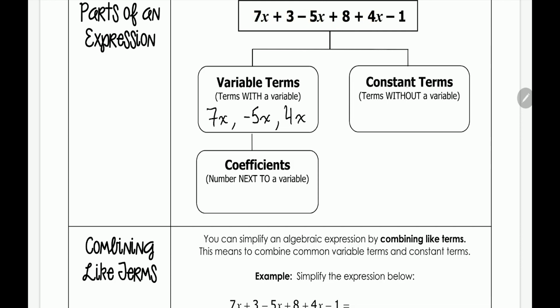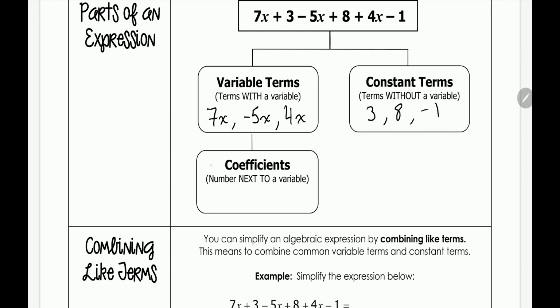Next, we're talking about the constant terms. Those are the ones without a letter, or what we call variables. For example, we have 3 as a constant, 8 as a constant, and negative 1 as a constant. So we have 3, 8, and negative 1. Those are the examples of the constants that are in this expression.